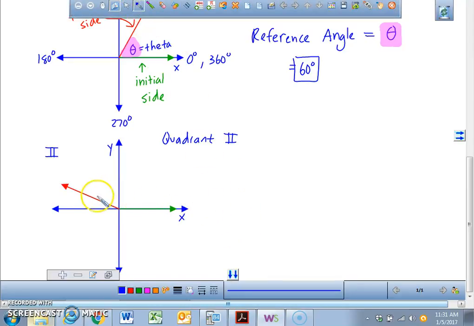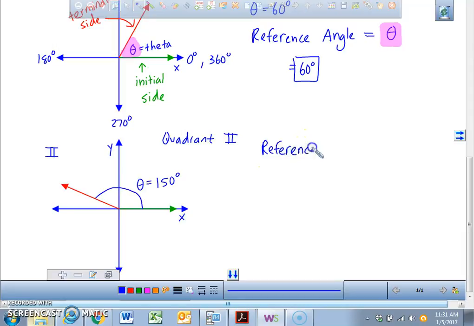Now, let me explain my theta: from the initial side, the actual amount of degrees that I rotated in a counterclockwise direction. I'm going to say theta is approximately equal to 150 degrees. The red side is your terminal side, the green side is your initial side. If your terminal side is in quadrant 2, your reference angle will equal 180 degrees minus whatever the measure of theta is.